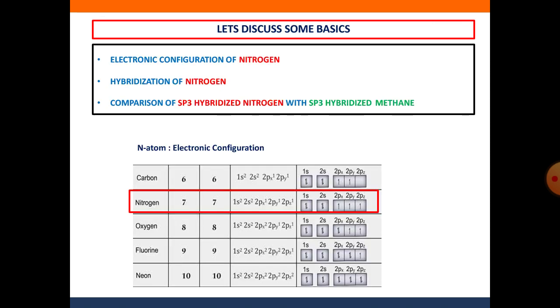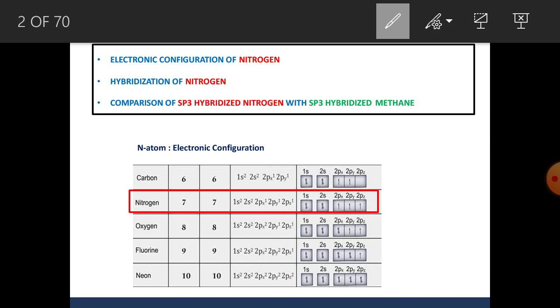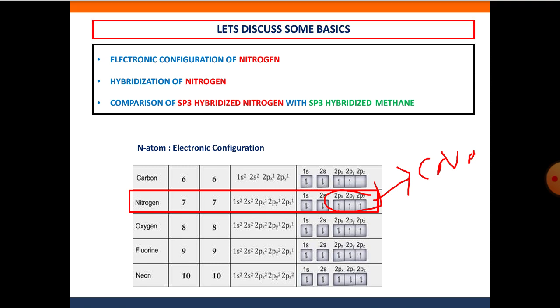Then we'll see about nitrogen. Its atomic number is 7 and its electronic configuration is 1s2, 2s2, 2px1, 2py1 and 2pz1. So in the last valence shell it has 3 unpaired electrons. These 3 unpaired electrons can form covalent bonds with other elements. So it has a valency of 3 because of these 3 unpaired electrons.